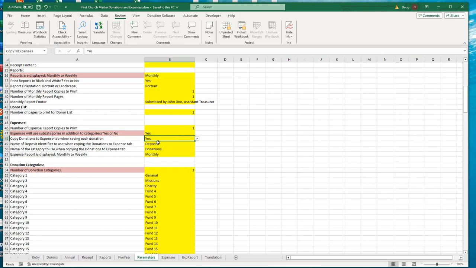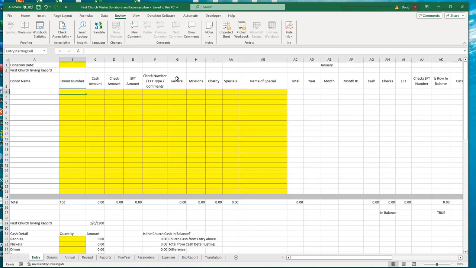If you do that, then you want to identify in the first column what word we want to put there. By default, you'll see it says deposits. And then for the category, what do you want to name that? Again, by default, it's the word donations. The category will be donations, but the subcategory will be whatever you named your categories, your funds. So these three, in this sample company, plus the specials, will be used for the categories.